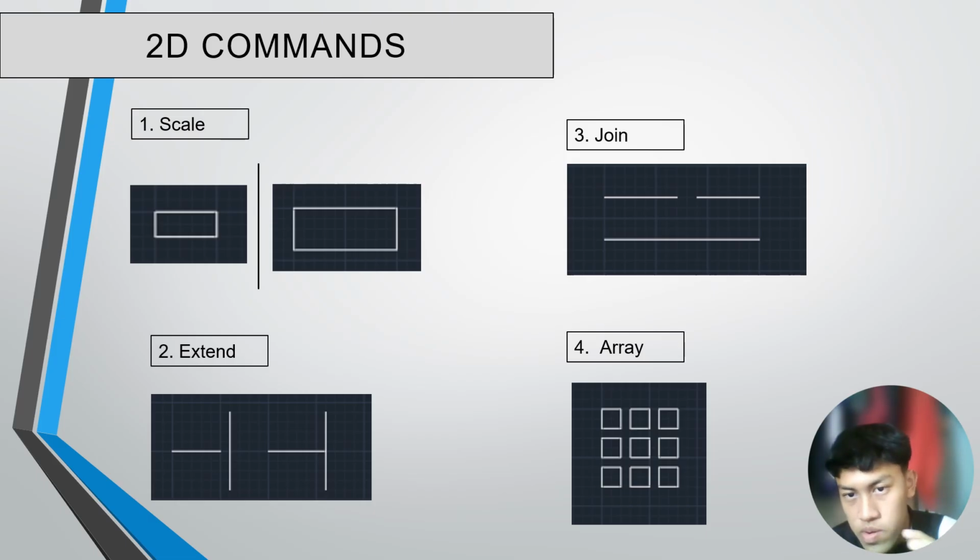So you've got one square, and you select it and choose the array command, and you choose how many units of the array you want, and how widely spread they are.